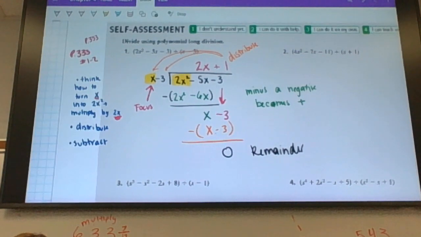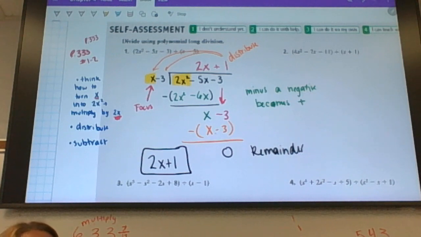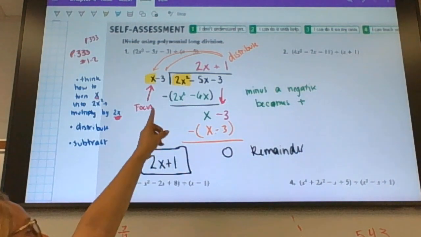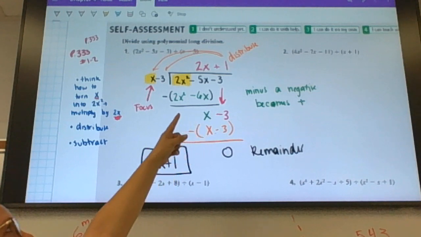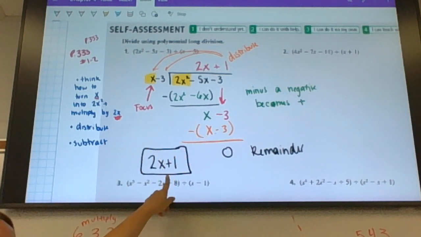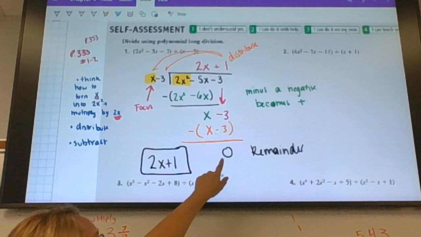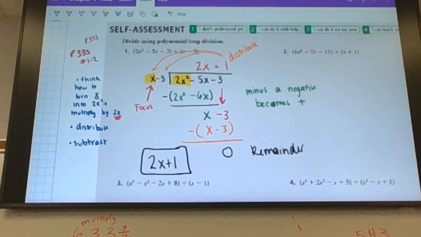The cool thing about a remainder 0 is that our answer, 2x plus 1, that quotient, means we have factored. Some people, in the grand scheme of things, actually like long division better than the A times C method. If we did the A times C method to what's under this bar, our factors would be x minus 3 and 2x plus 1. So we found the factor without having to do the A times C method. Every time you find remainder 0, you've actually gone through the process of factoring in a different way. So this can be really useful.